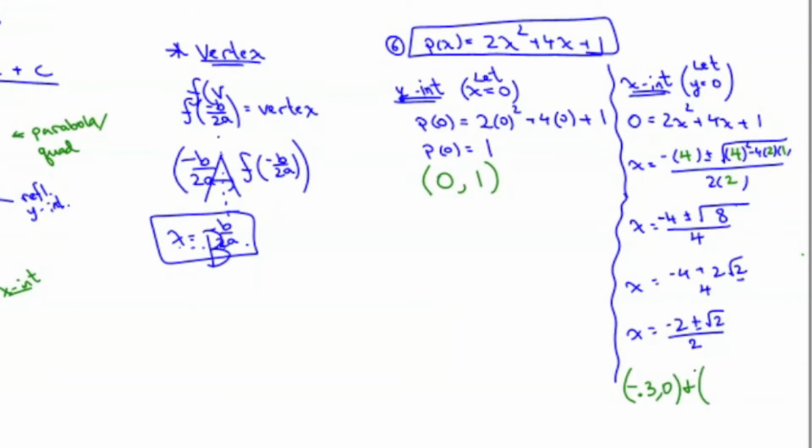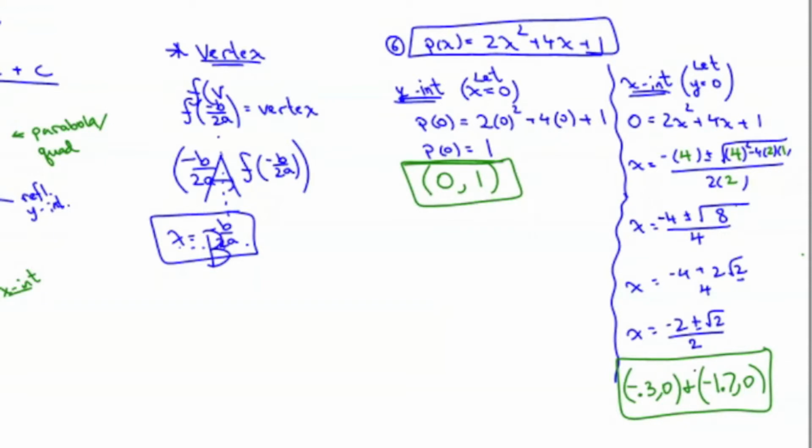And the minus 1.7. Make sure you can get these answers. Comma 0. So these would be your x-intercepts, and this is your y-intercept. Oh yeah, we're going to do a bunch of these. Everybody get those 2 answers?